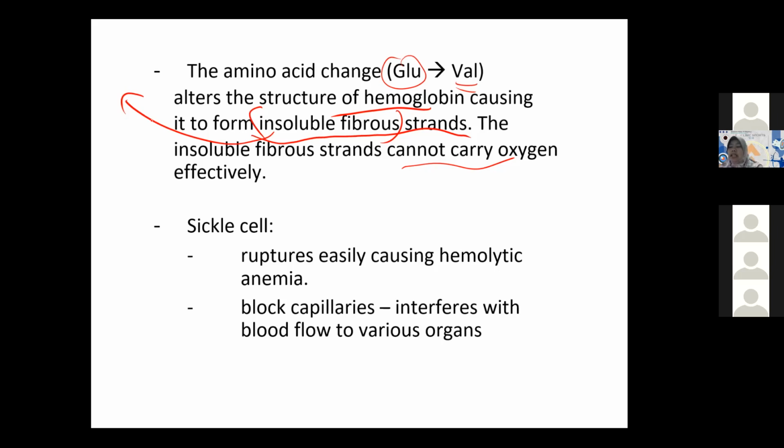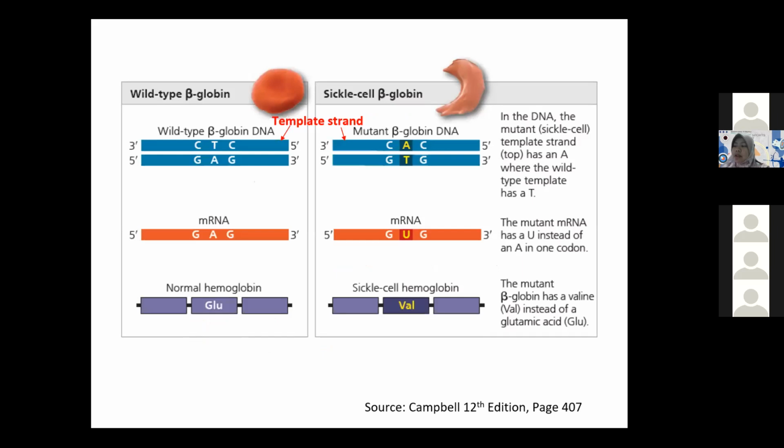Okay, right. Sickle cell also ruptures easily and causes hemolytic anemia. So this kind of hemoglobin boleh pecah dengan senang, so boleh menyebabkan orang tu kekurangan sel darah merah. Okay, ni anemia. Alright, and also since the shape is sickle like this, bentuk dia jadi bentuk sabit, so it can block capillaries. Dia boleh melekat dekat dinding-dinding blood capillary kita, and somehow it can interfere with the blood flow.